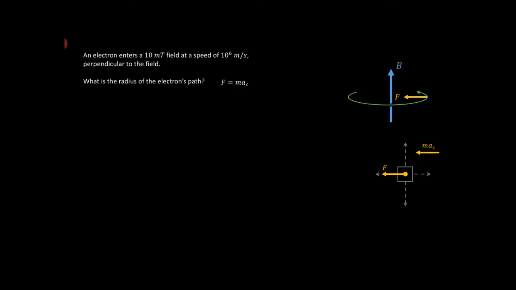So we have F equals MAC. F is QVB sine theta, which is 90 degrees. It's this angle here. And then that's equal to MAC. So that's the mass times the centripetal acceleration, which is V squared over R, where R is the radius, which is what we want to find. Okay, so far that's fine.